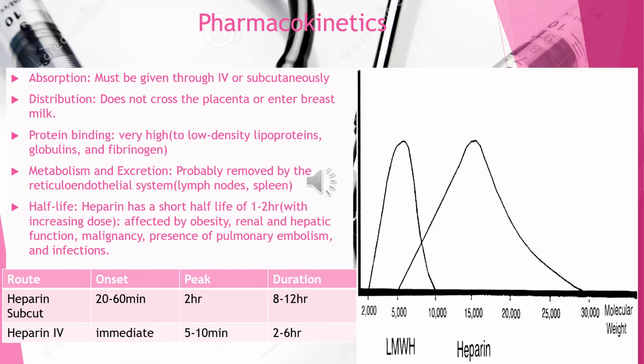Let's also look at the routes, the onset, peak, and duration of heparin sub-Q and heparin IV. When it comes to heparin sub-Q, the onset is between 20 to 60 minutes, and then the peak is 2 hours. The duration is between 8 and 12 hours. So when we look at heparin IV, the onset is immediate. The peak is between 5 to 10 minutes, while the duration is 2 to 6 hours.